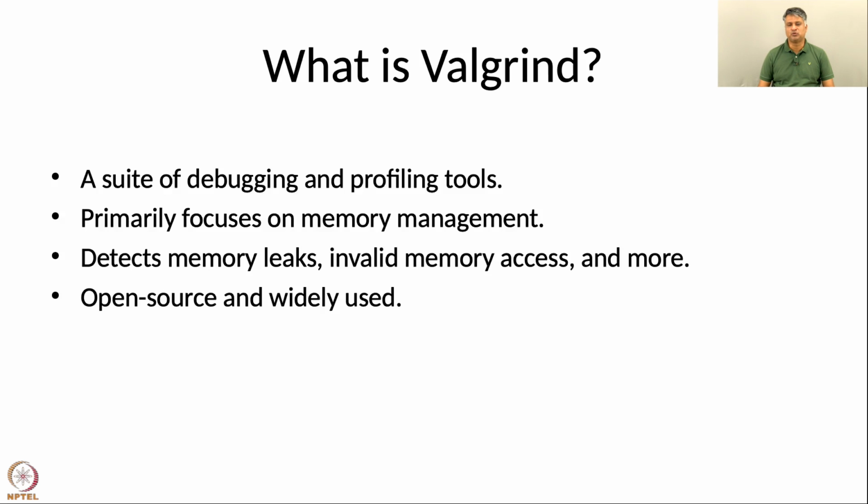Valgrind typically tends to work with serial codes, but what it does is that it detects memory leaks, it looks at invalid memory accesses, and does a lot more things. It is open source and it's widely used and has a lot of inherently built capability, which we will be discussing in today's video.